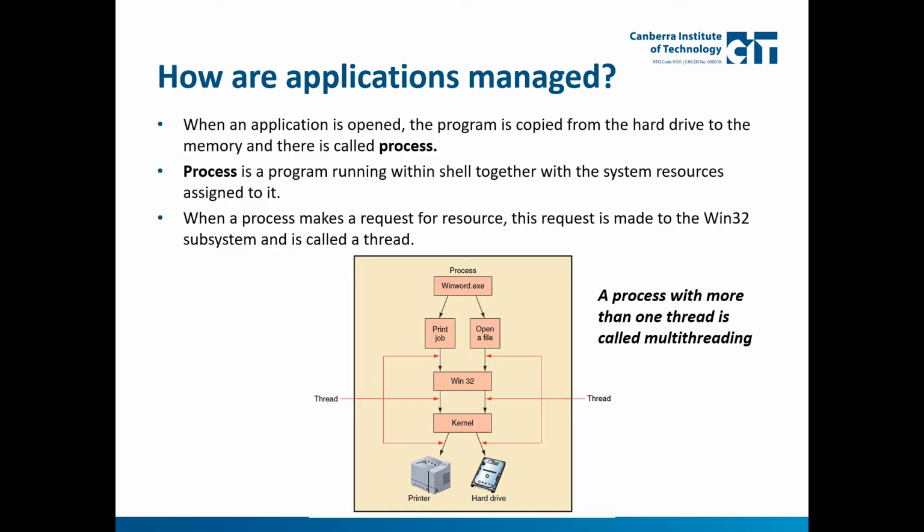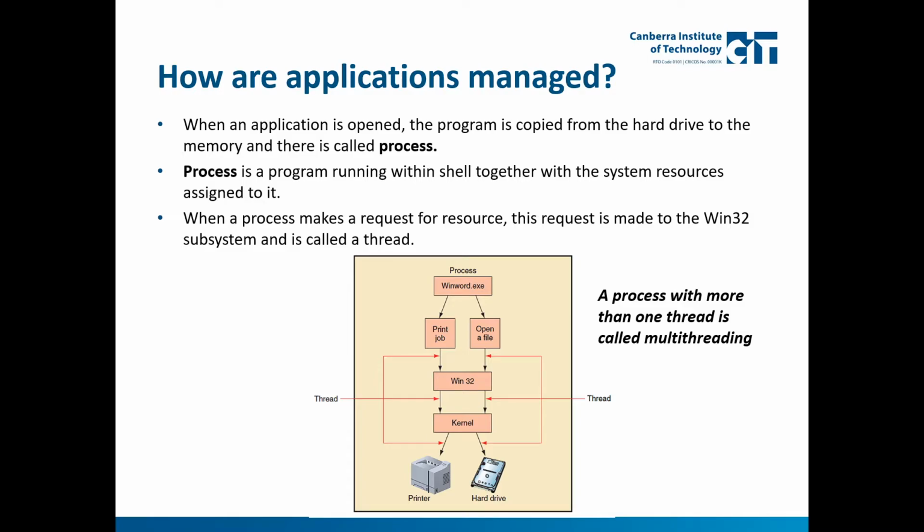So a process is pretty much just a program that is already running within the shell. When this program is running within the shell and is working with the system resources assigned to it, that's when we call it a process. When a process makes a request to use a system resource, this request is made to the Win32 subsystem. So this application, this process, which is the running program, needs to talk to our Windows system in order to access all other resources in our system.